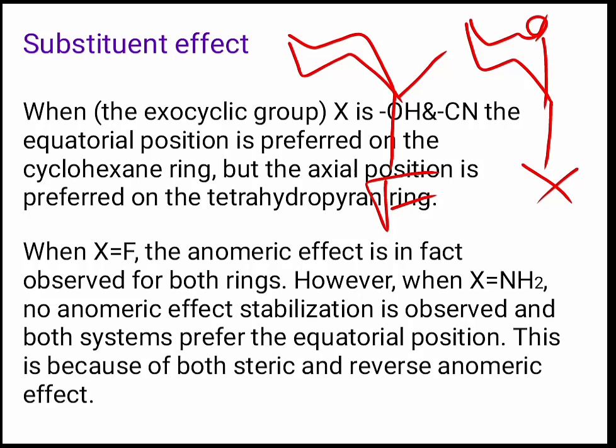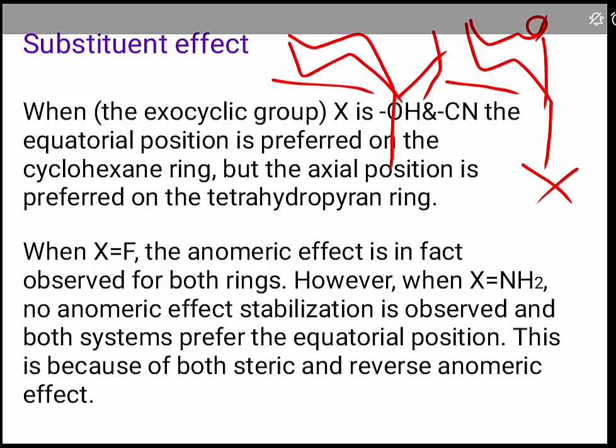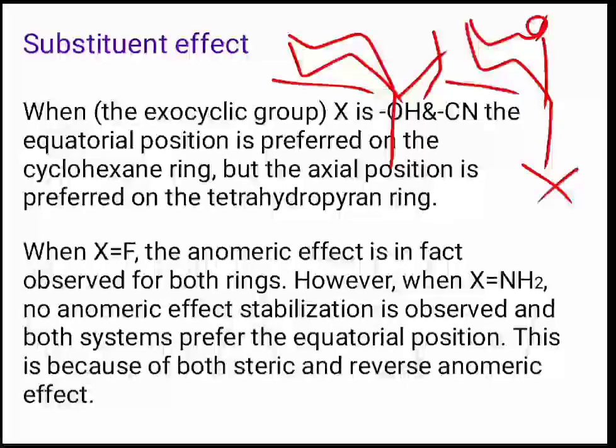And in case of NH2, no anomeric effect stabilization is observed, and both systems prefer the equatorial position. If X is NH2, then in both cases, that is in case of cyclohexane and in case of tetrahydropyran ring, NH2 will adopt this equatorial position. This is because of both steric and reverse anomeric effect. So we will learn what the reverse anomeric effect is after 1-2 minutes.